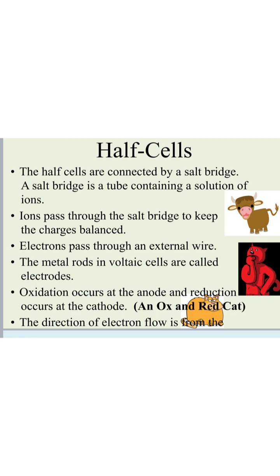The electrons will pass through an external wire, and the metal rods on the voltaic cell are called electrodes. Oxidation occurs at the anode, and reduction occurs at the cathode. A way to remember that is "an ox," anode oxidation, and "red cat," reduction cathode. The direction of electron flow is always from anode to cathode, so a way we can remember that is "fat cat," because your cathode is getting more electrons.